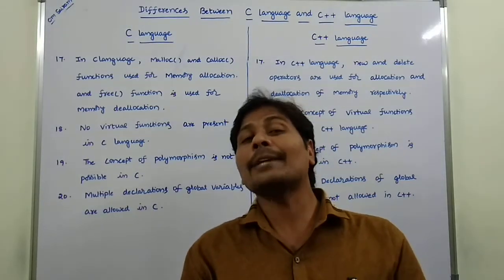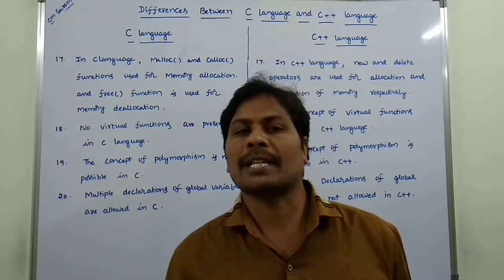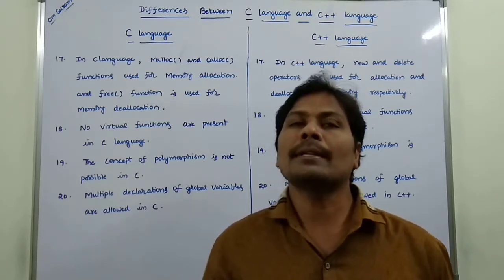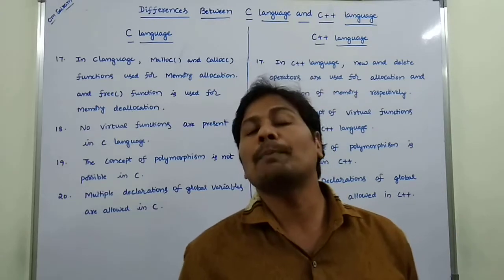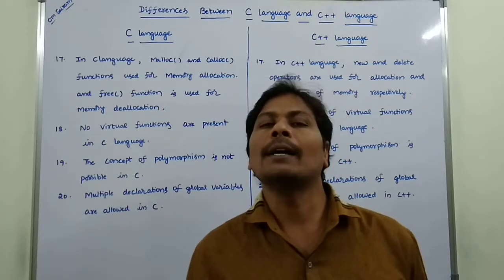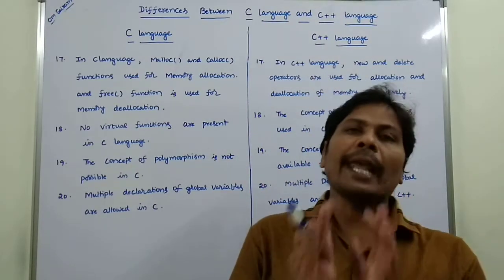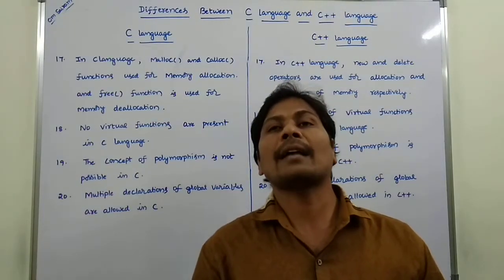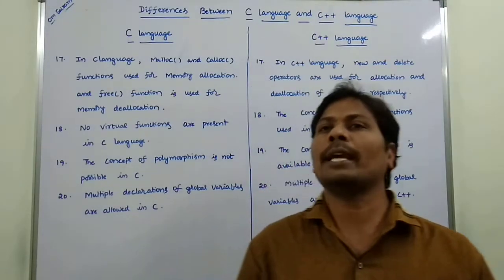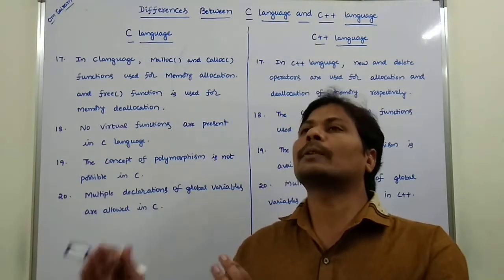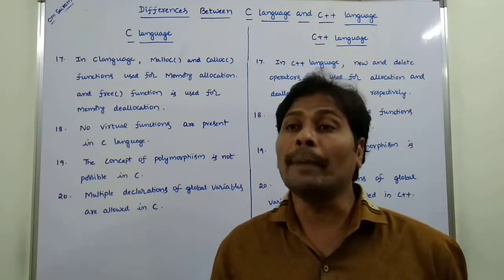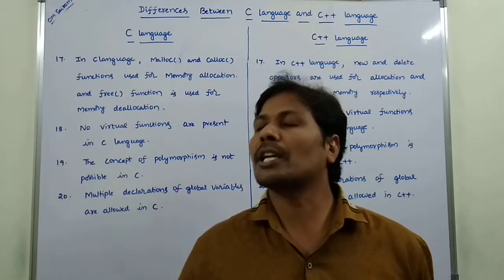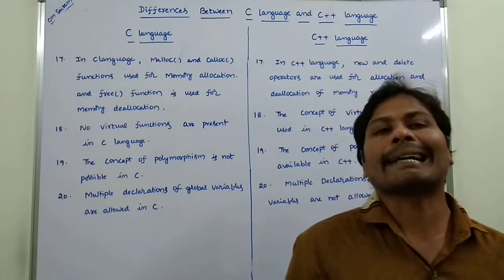Next, what is the relationship between C language and C++ language? Here C++ language is derived from C language. Then we can say that C++ language is a superset of C language. Before naming it C++ language, C++ can be defined as C language with classes. Before the language was named C++, it was called C language with classes.